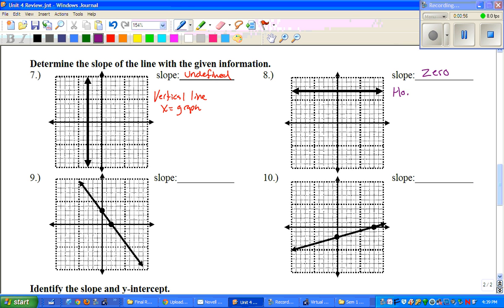But just so you remember, this is a horizontal line. It's a y equals graph. And so the slope is 0. Okay?